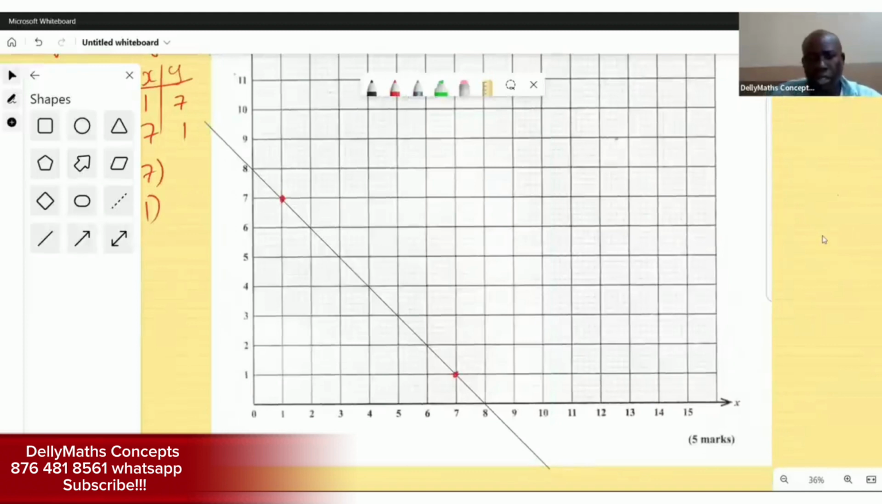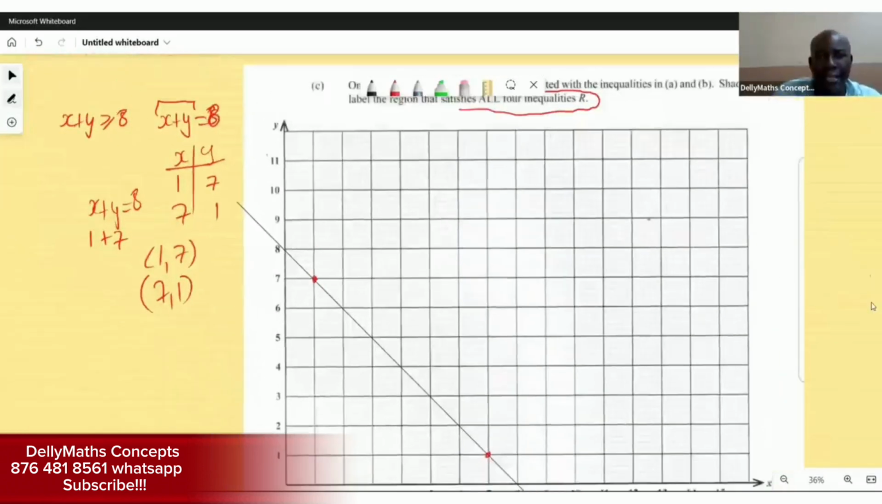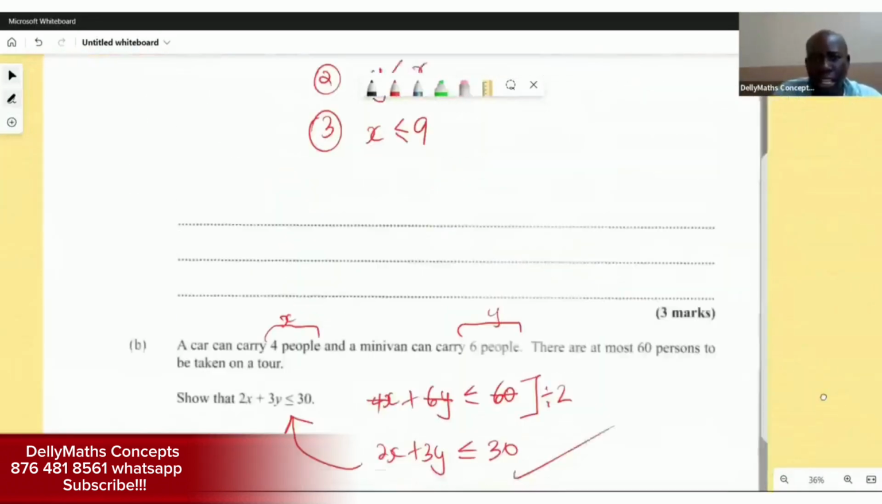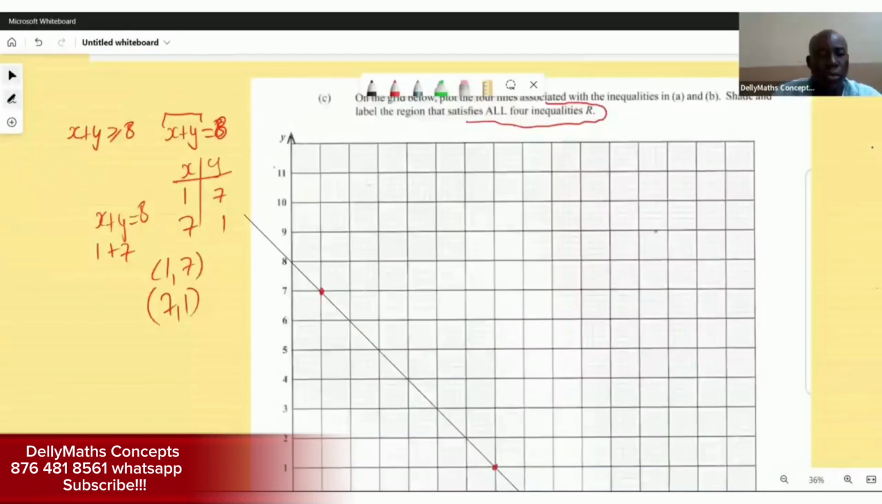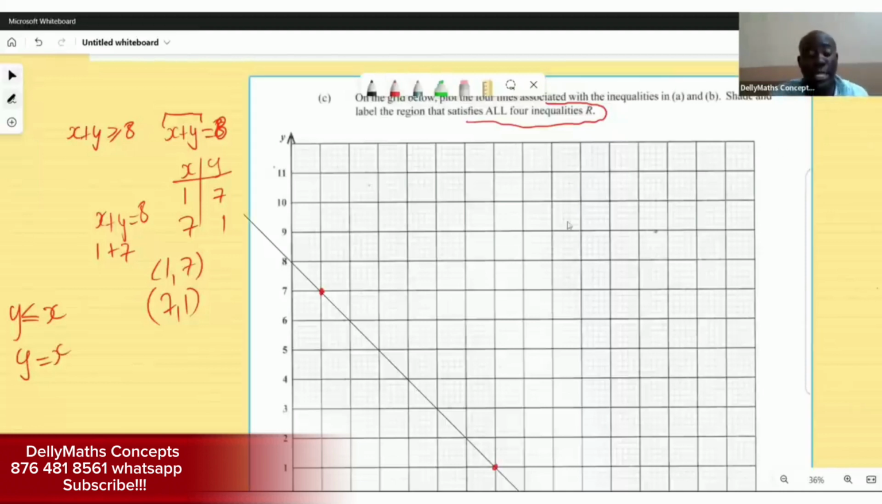There is a line. This is the line that says x plus y is equal to 8. All right, let's go for the next line. There's another inequality that says y less than or equal to x. The line associated with this inequality is y equal x. So all we have to do is just put the equal sign where the inequality is.